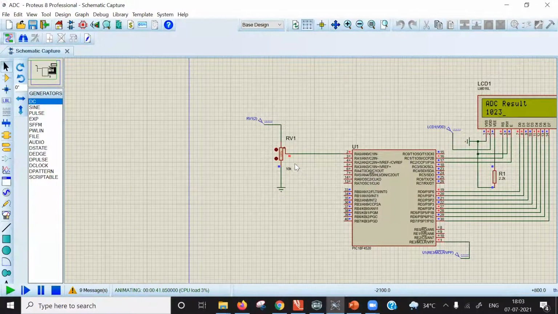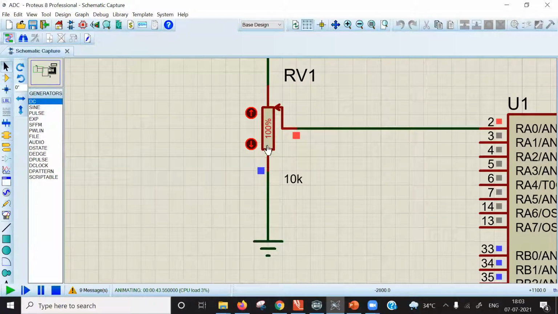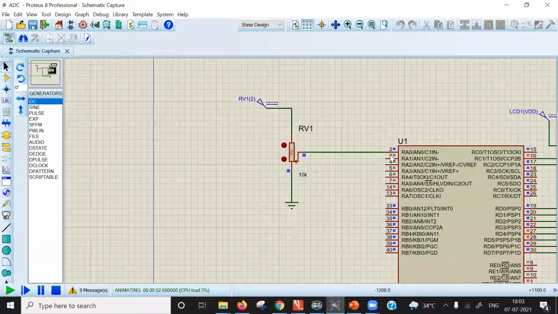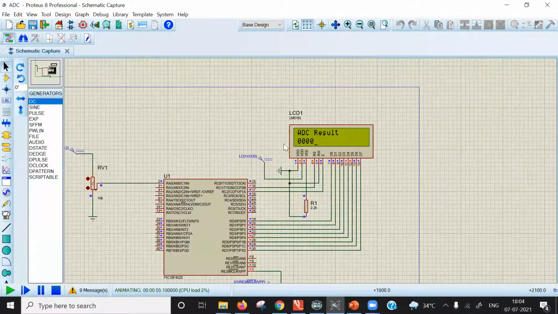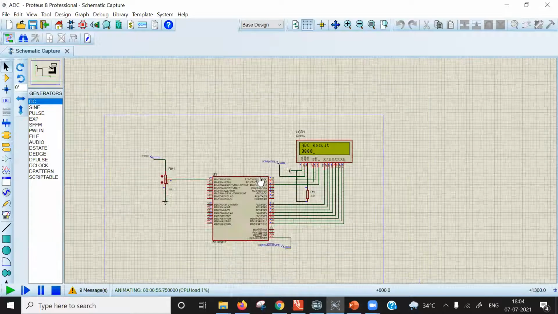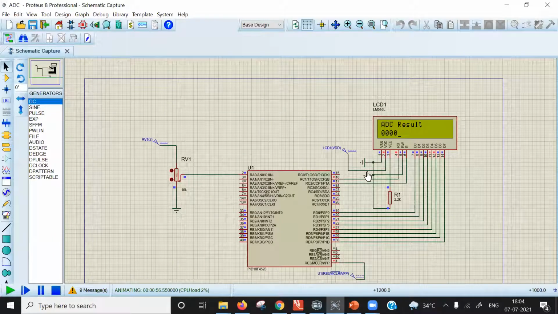Next, what we will do, we will apply 0 again and see if it shows the 0 value on the display. It is 0%. It means that this terminal is directly connected to the ground pin. Means the voltage on this pin is 0 volt. The result will be 0 on LCD display. Okay. This is the complete simulation of ADC.